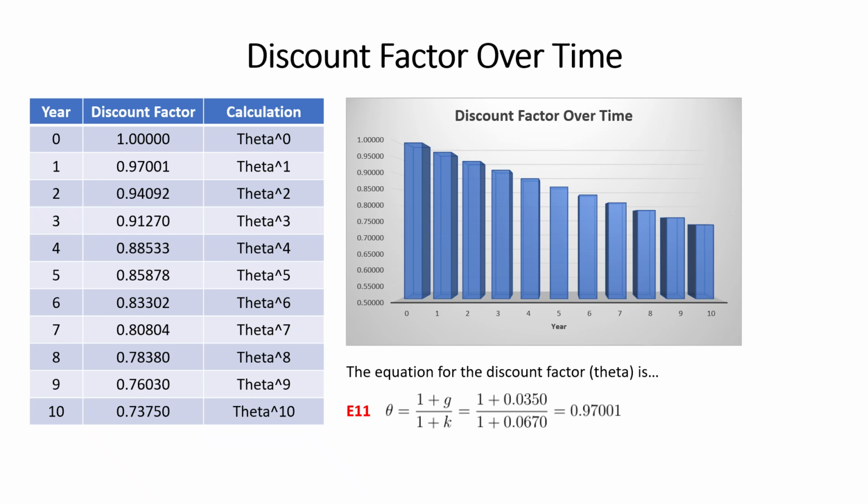And if we take a look at the graph on the right-hand side, this is the discount factor over time. We start at year 0 where the discount factor is 1, and then as we go through time, the discount factor gets less and less. And if you take that graph and, rather than going from 0 to 10 years, go 0 to 1,000 years, what you're going to find is that the discount factor goes to 0.